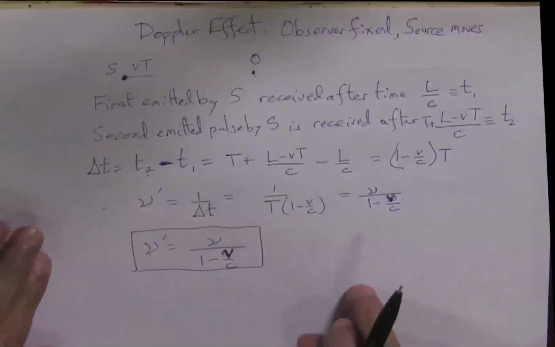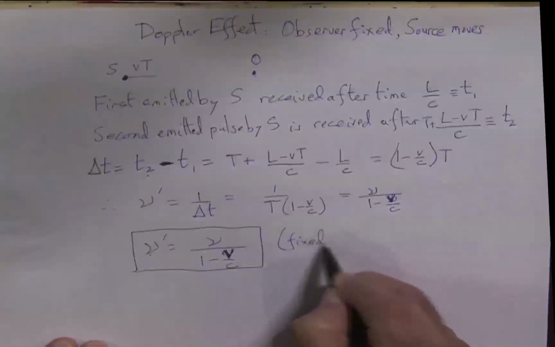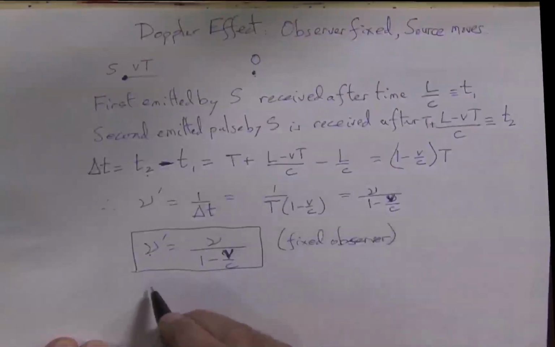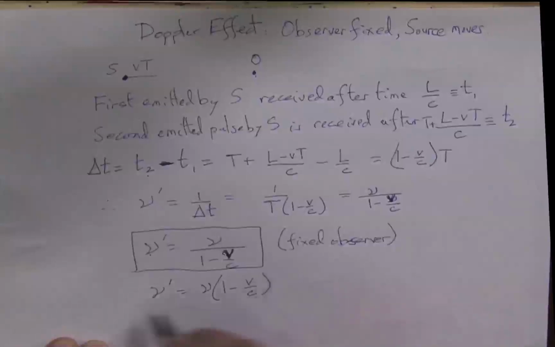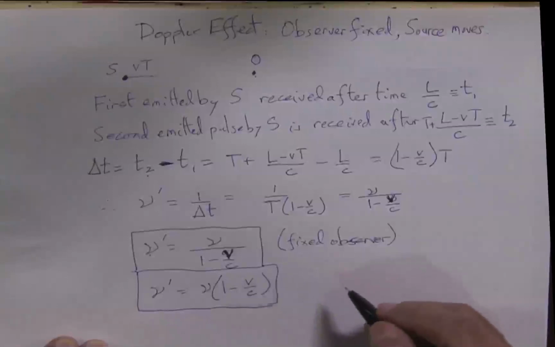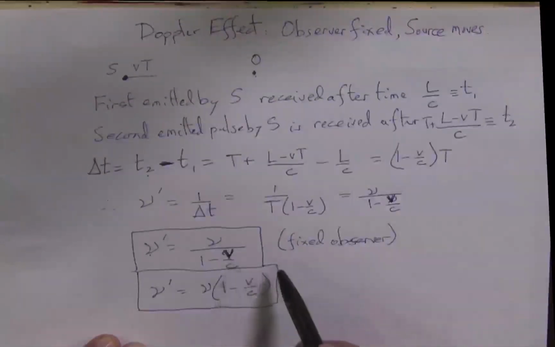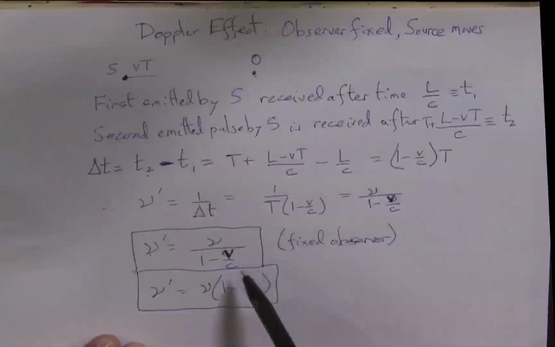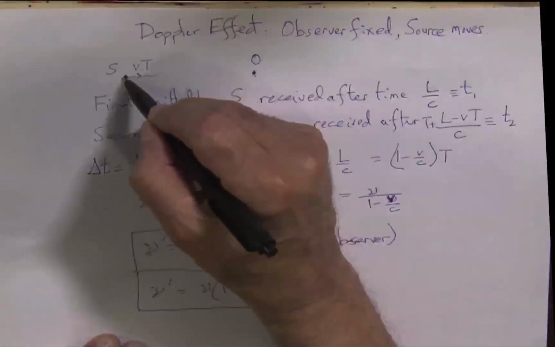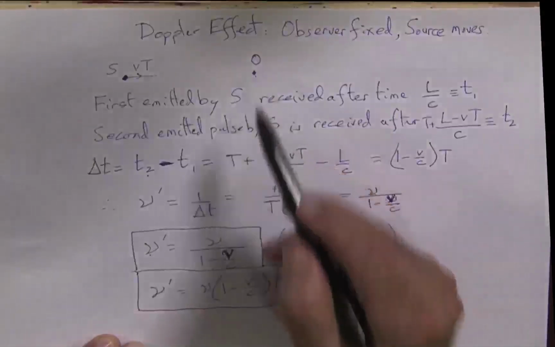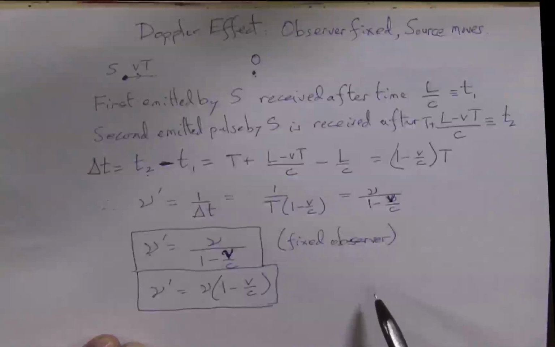Okay, so we have two formulas now. You saw that this is for the fixed observer, and the other one that you just saw was different. That was nu prime is equal to nu into 1 minus V over C. So, of course, these V's mean different things here. In the case that we derived, this V was the speed at which this source was running towards the observer, and so the frequency goes up. In this case, V was the speed at which the observer was running away from the source, and so the frequency goes down.